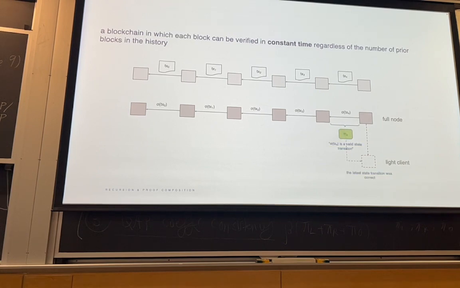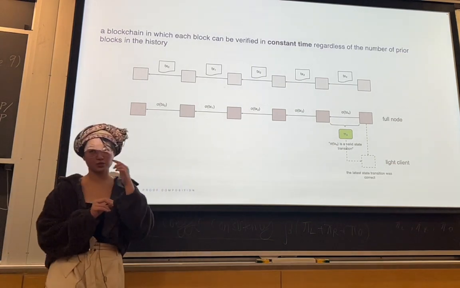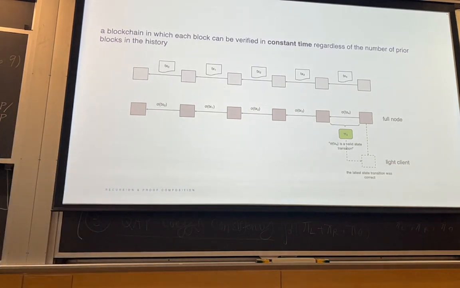Now, what would be better is if the light client also got some kind of proof that the last state transition was correct. So at least it knows that you got there via one valid state transition. And what would be nice is if we had a proof for each state transition in this whole chain of history. But that would quickly become unwieldy, and the light client would have to check a lot of proofs. Remember, your light client is resource constrained.